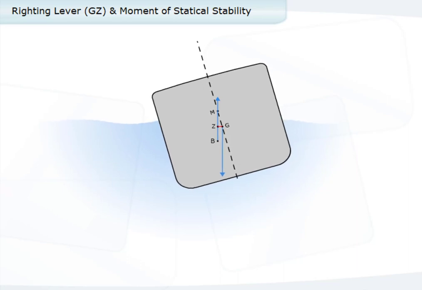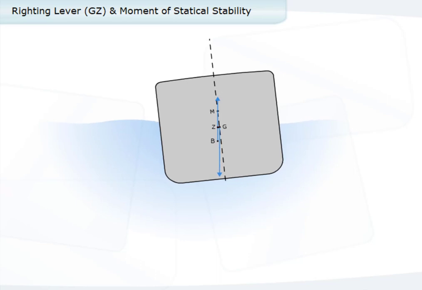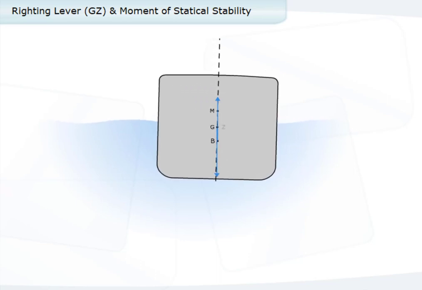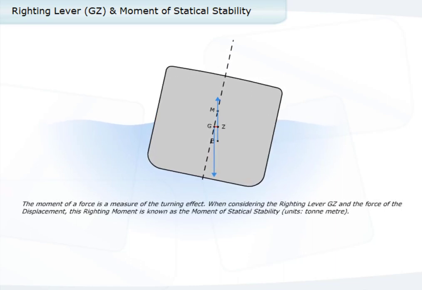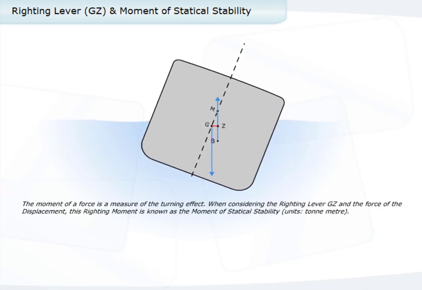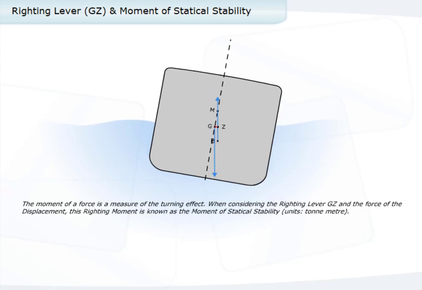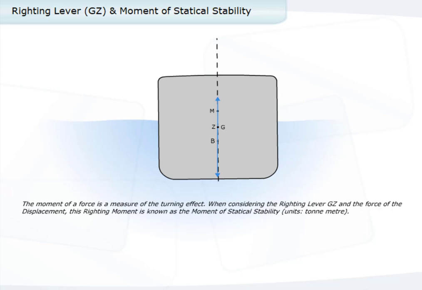The value of this lever is plotted as the y-axis in a graph known as the curve of statical stability. This will be discussed later in the course. As described previously, the moment of a force is a measure of the turning effect, and when considering the righting lever Gz and the force of the displacement, this righting moment is known as the moment of statical stability. Units: ton-metre.